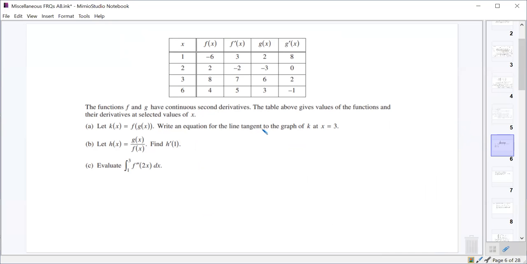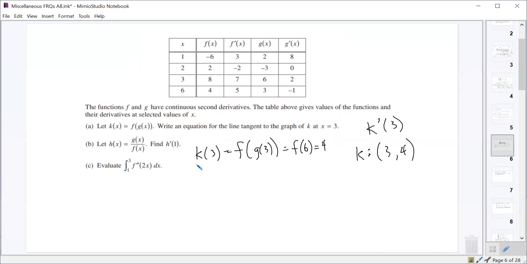K is f of g of x. Write an equation for the line tangent to k at x equals 3. So that means we're looking for k prime of 3, and we're looking for the point on k where x is 3. So the point on k where x is 3 ought to be f of g of 3. And what is f of g of 3? G of 3 is 6, so we are looking for f of 6. F of 6 is 4.